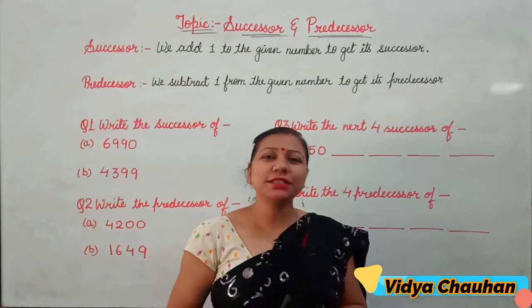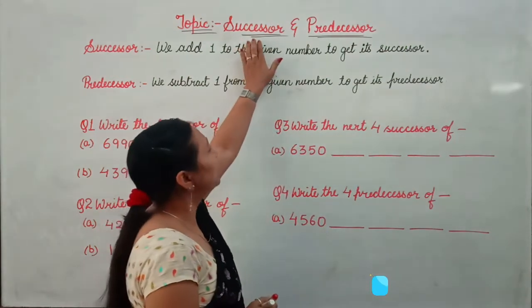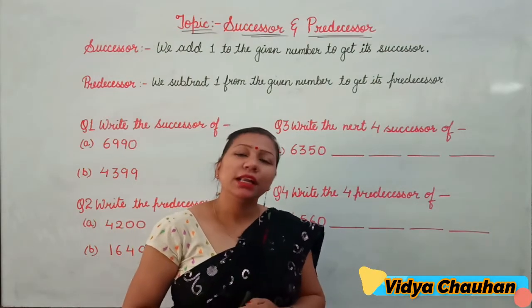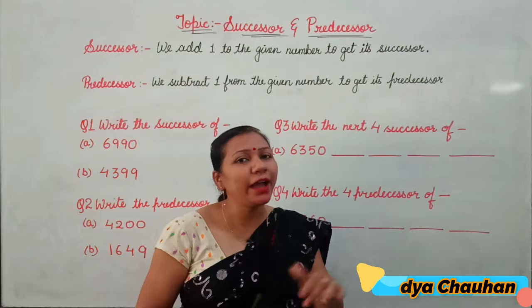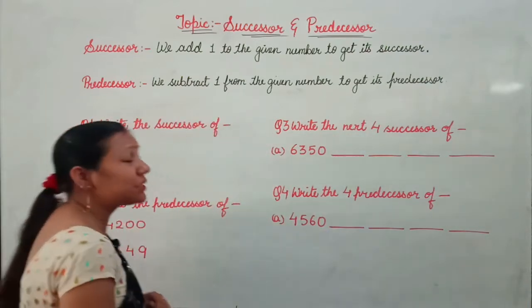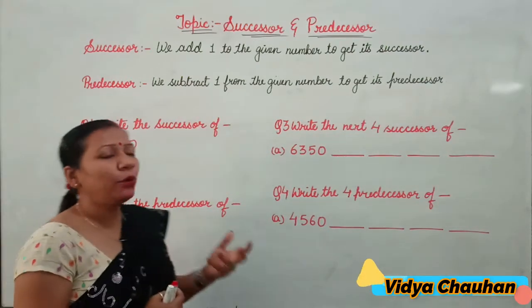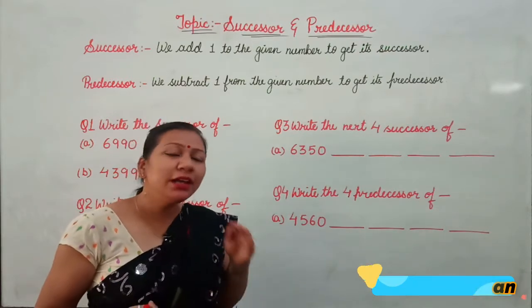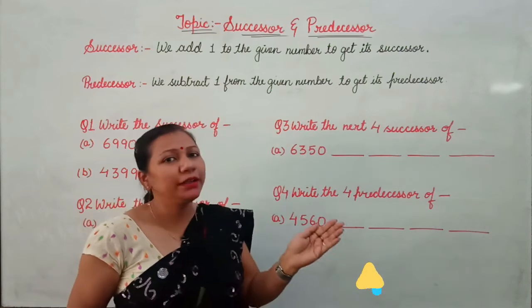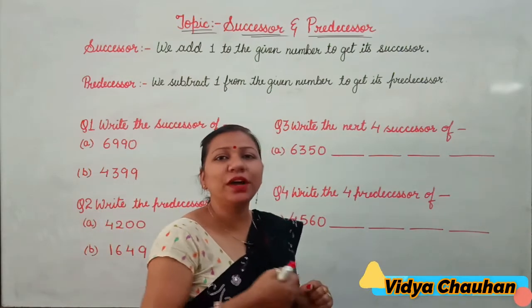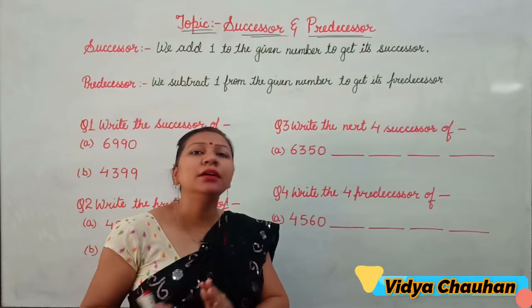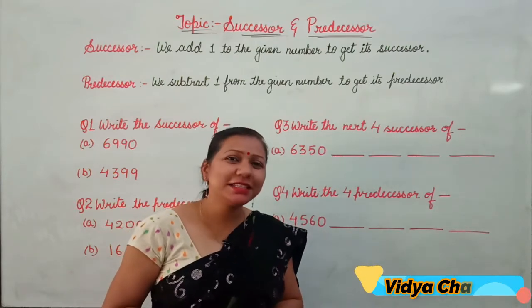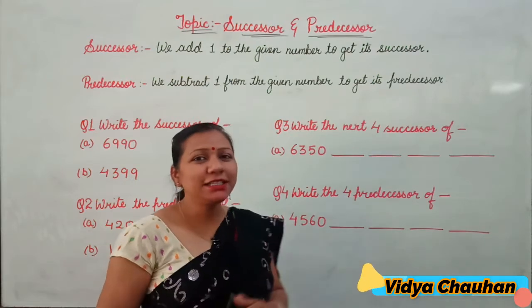Now students, as you can see, today we are going to start with the next topic, predecessor and successor of any given number. Now, what is the meaning of successor and predecessor? So let us check that out first. In language, successor means next. Predecessor means previous. So when you have to find the next value, it is called successor, and when you have to find the previous value, it is called predecessor. Right students? In mathematics, how to find the successor and predecessor of any number, let's check out.